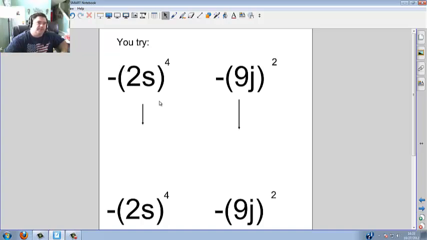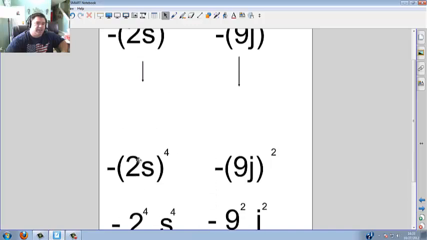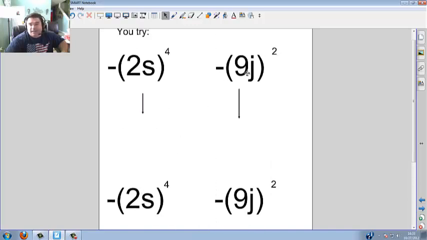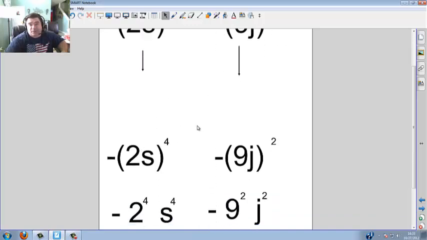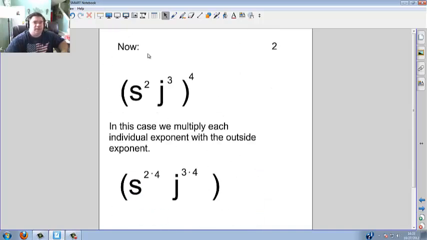Go ahead. Let's see how you got. This was to the 4th power, so 2 to the 4th power, s to the 4th power. Negative has to wait its turn, just like that. This guy up here, 9 has to square, j has to square, negative has to wait its turn. Combines just like that. Now, here you have, and I'm not sure what this 2 is hanging out here for. 2 to the s squared, j cubed to the 4th power. All this will become to the 4th power.